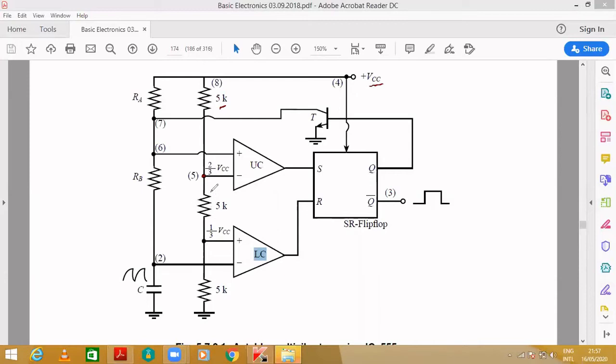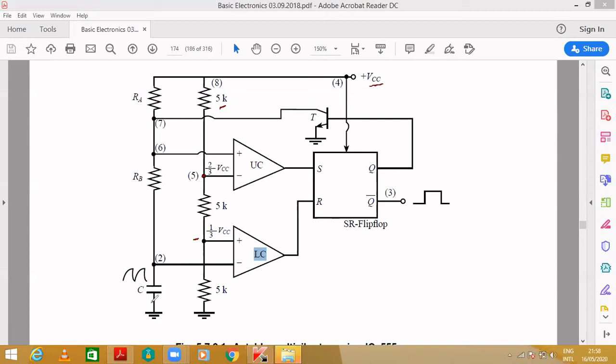When the current flows through this, some voltage will be dropped across the resistance. So here it will become 1 by 3 VCC, one-third of the VCC. Okay, so in the lower comparator, you can observe this is pin number 2. So here, at this point, the capacitor will start charging.